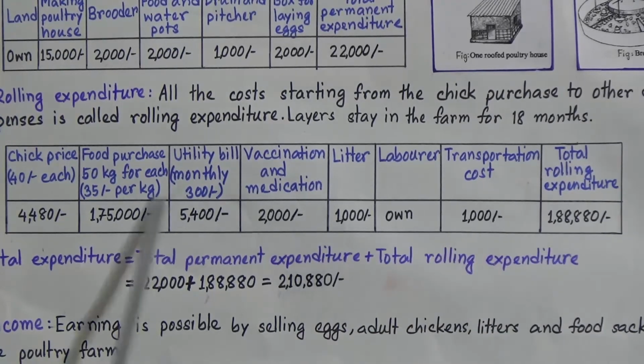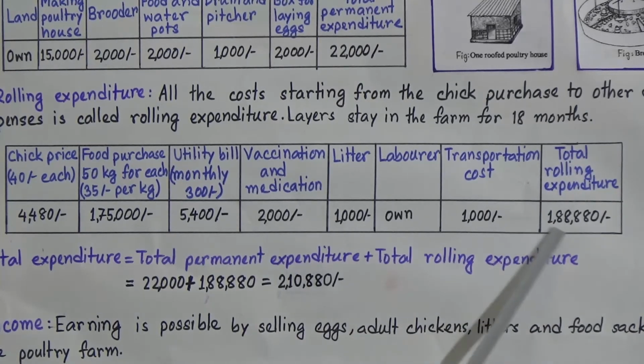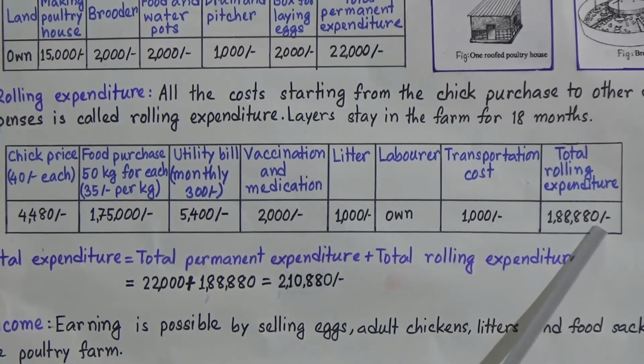So in total, we will add these numbers, and we will find 1,88,880 taka. So this is our rolling expenditure.